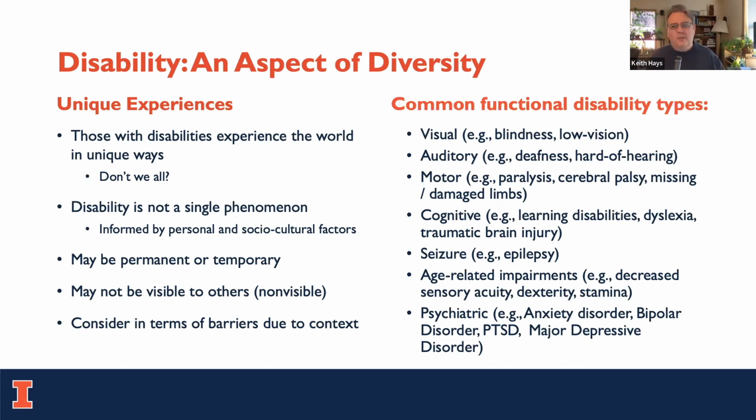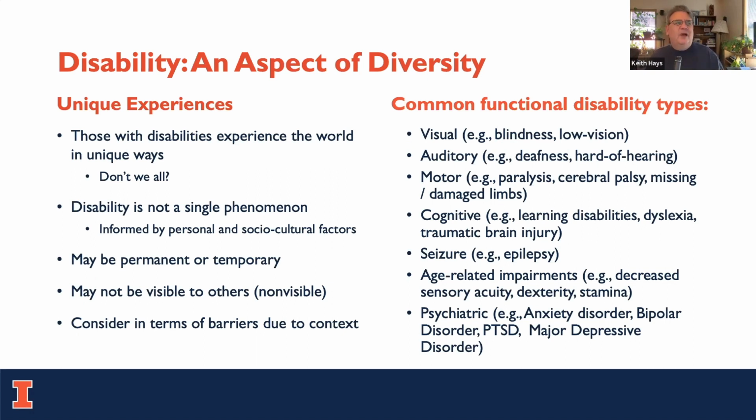Disability is also not a single phenomenon. It's informed by personal and social cultural factors. What might be considered a disability or an impairment in one setting would not necessarily be a disability or impairment in another. Disabilities may be permanent or temporary. They may not be visible to others. We call those non-visible disabilities. They should be considered then in terms of barriers due to context. So it's not an individual who is disabled. It's a person, an individual who happens to have a disability and a unique way of interacting with the world because of that, as we all have unique ways, preferences, and needs.